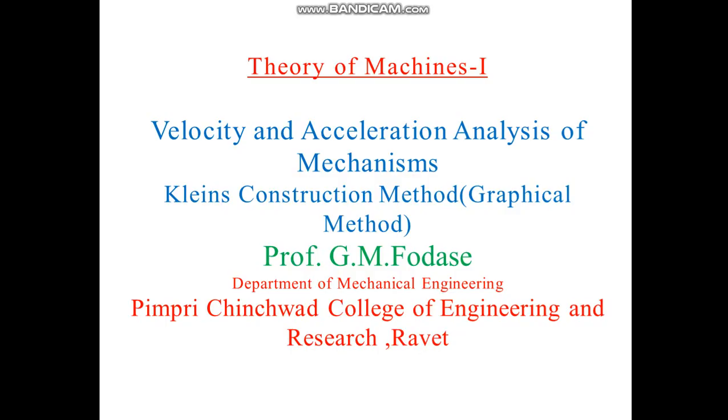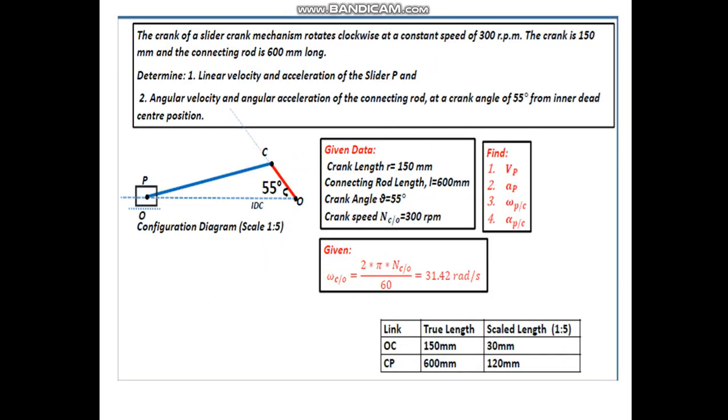So we'll start with a graphical approach, the Klein construction method, for velocity and acceleration analysis of a slider crank mechanism. In the problem statement, the length of the crank and the connecting rod are given as 150 and 600 mm. With respect to IDC, the angle is 55 degrees, which is also given. So we can configure this diagram with the given data.